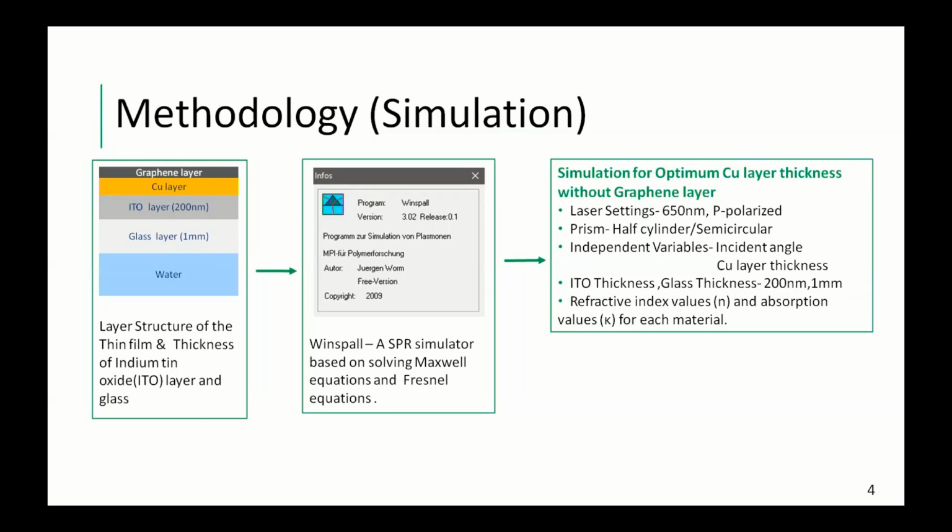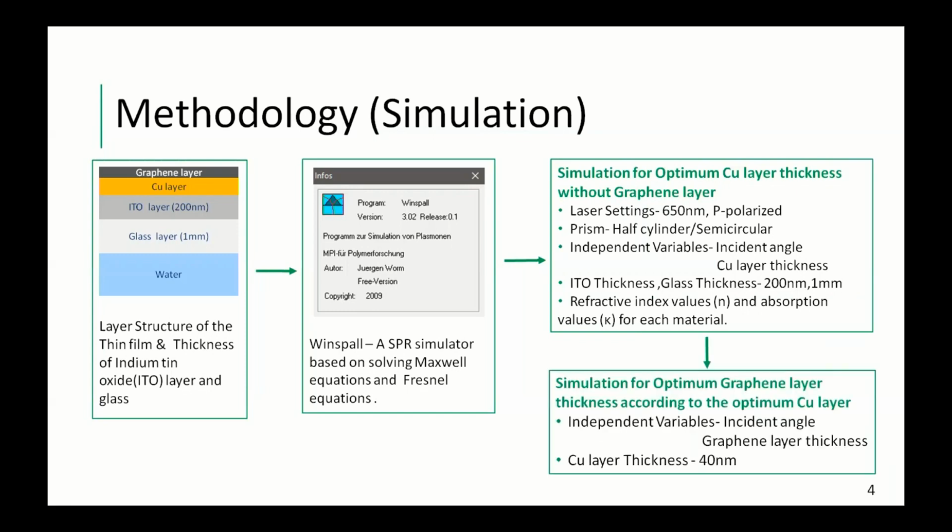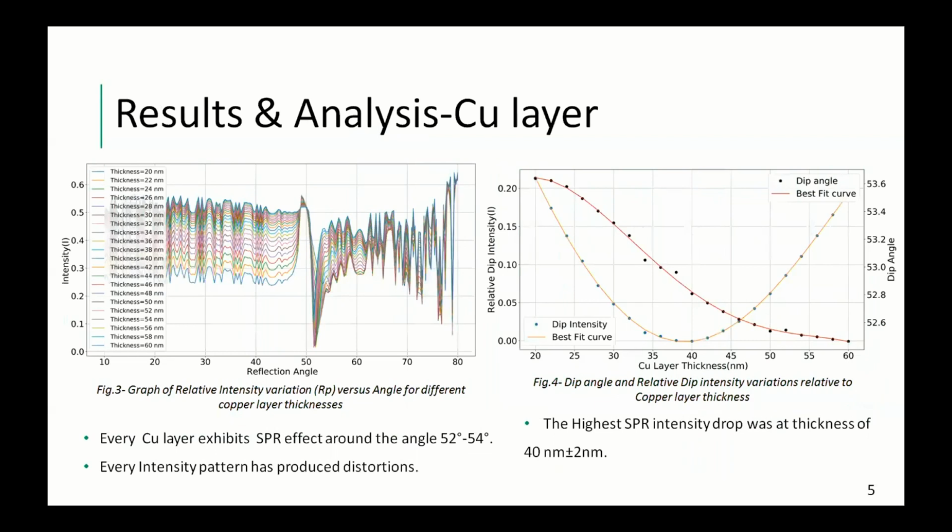Finally, a separate simulation was initiated to determine the optimum graphene layer thickness with the use of the obtained copper layer thickness. The results and analysis for the copper layer simulations are as follows.